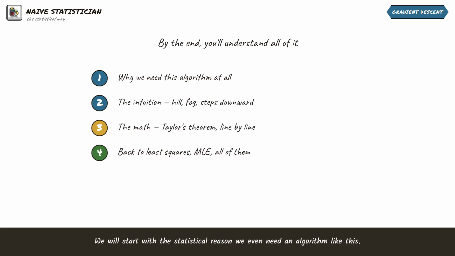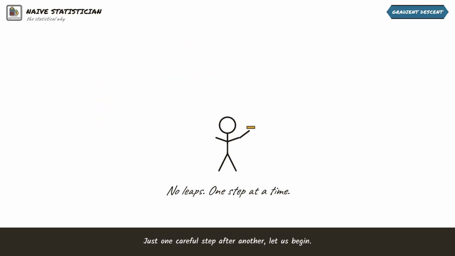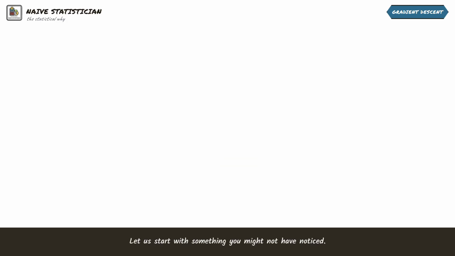We will start with the statistical reason we even need an algorithm like this. Then we will build the intuition, the hill, the fog, the steps downward. Then we will derive the update rule using Taylor's theorem line by line. And finally, we will connect it back to the statistical estimators you already know. Least squares, maximum likelihood, all of them. No leaps, just one careful step after another. Let us begin.